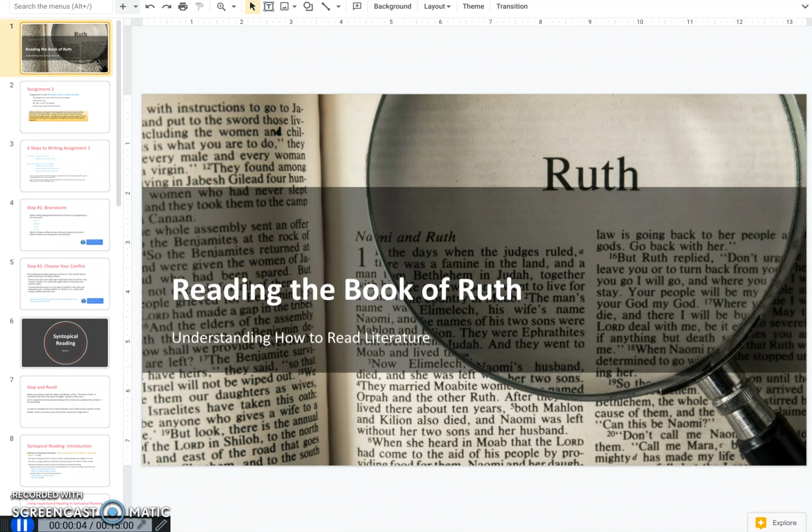It's hard to believe we're already halfway through this class, but that is the case. And as we start week 4, the emphasis is really going to be on research. Okay, we're going to be continuing working with our second assignment, which is reading the book of Ruth.